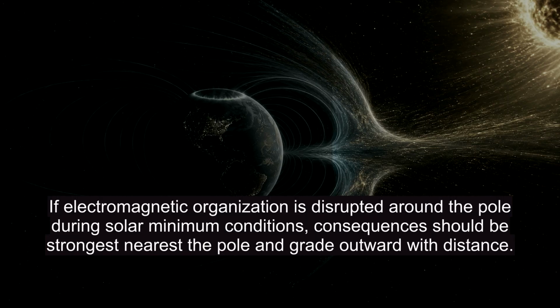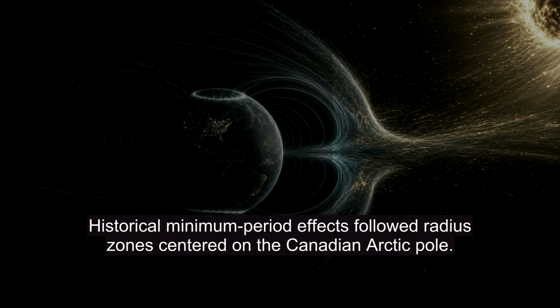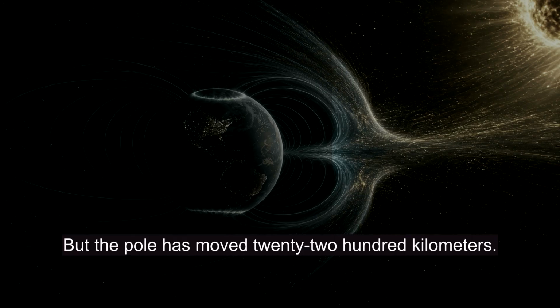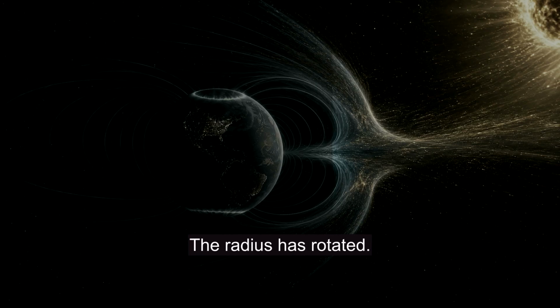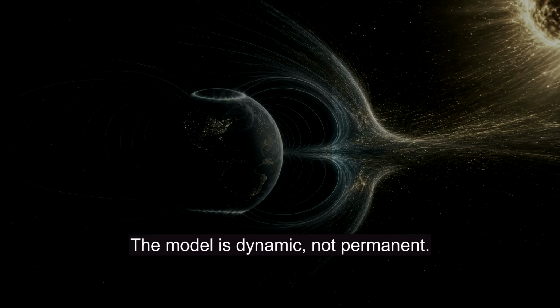If electromagnetic organization is disrupted around the pole during solar minimum conditions, consequences should be strongest nearest the pole and grade outward with distance. Historical minimum period effects followed radius zones centered on the Canadian Arctic pole. But the pole has moved 2,200 kilometers. The radius has rotated. The model is dynamic, not permanent.